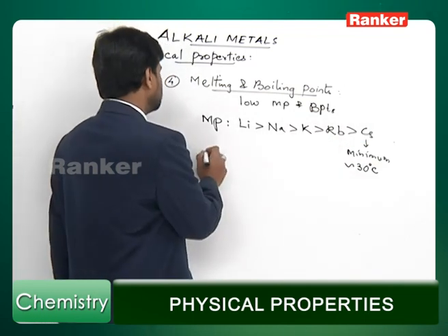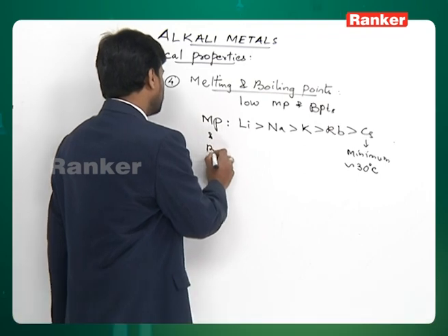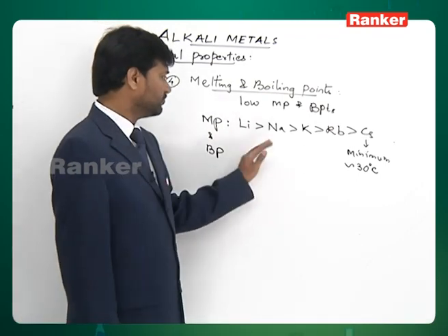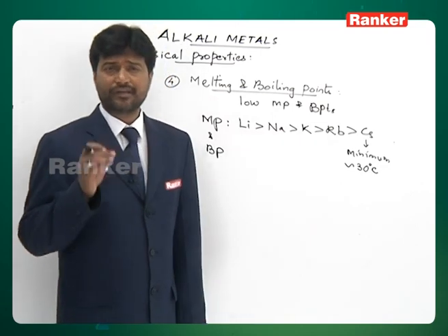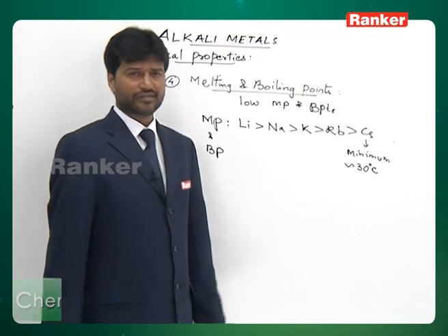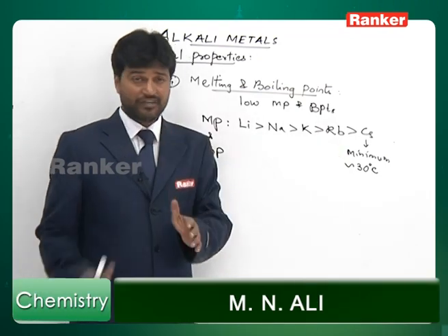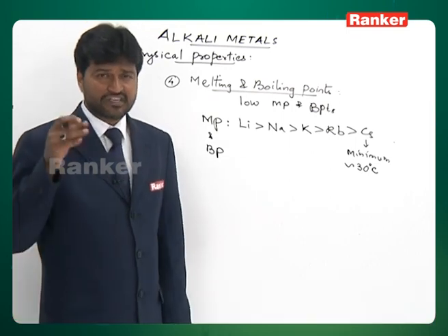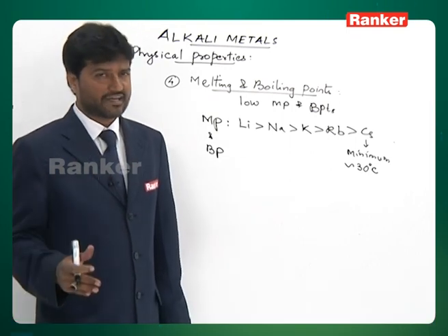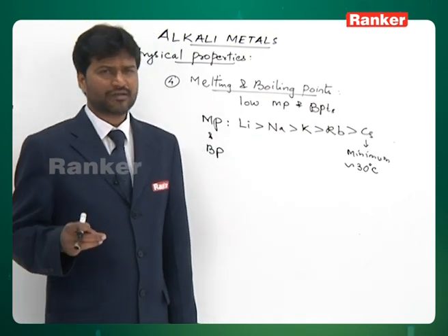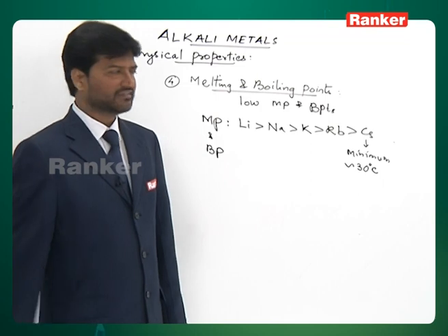The same order is followed for boiling point also. The element with the highest melting and boiling point is lithium, and the one with the least melting and boiling point is cesium. And we blame the strength of metallic bond. Down the group, there is a decrease in the strength of metallic bond. Therefore, there is a decrease in both melting point as well as boiling point of these elements.